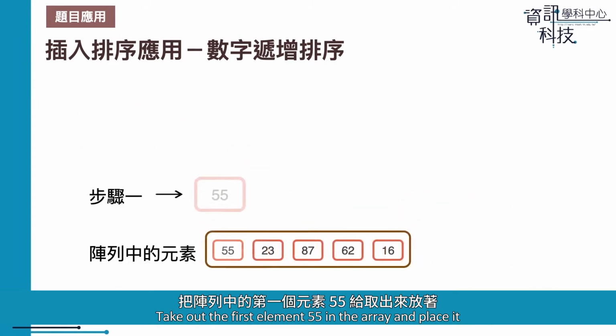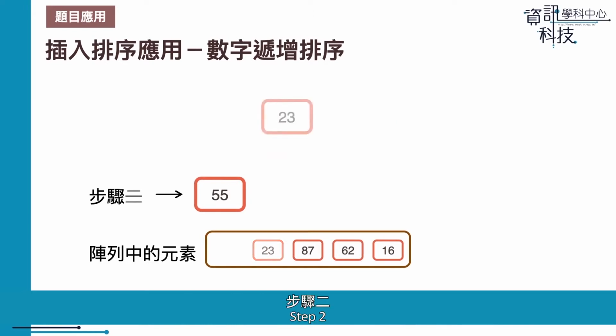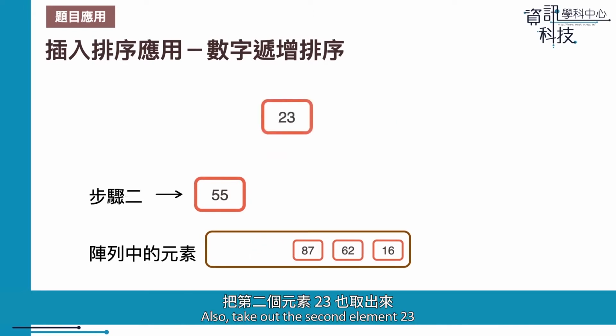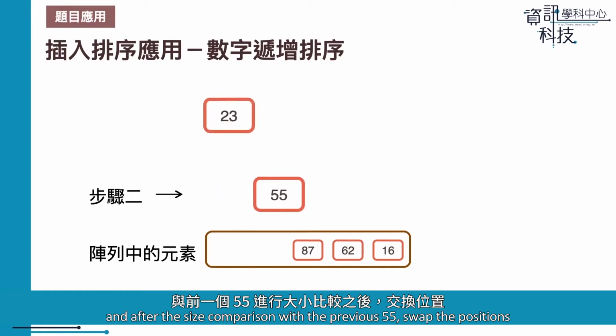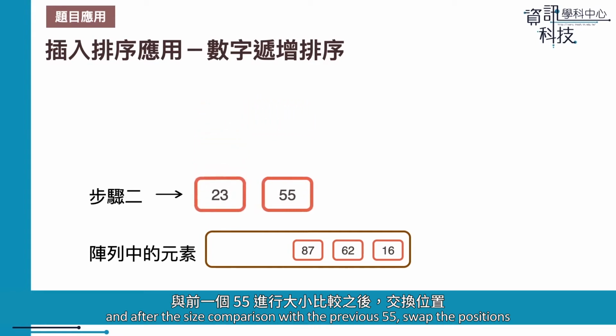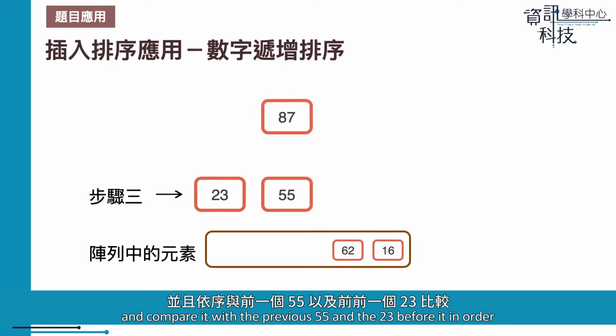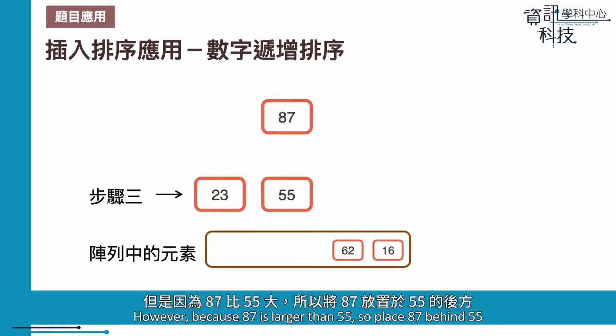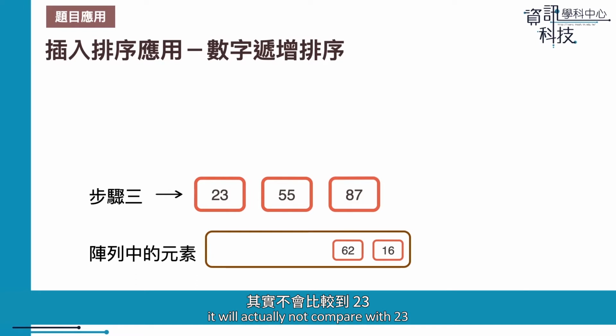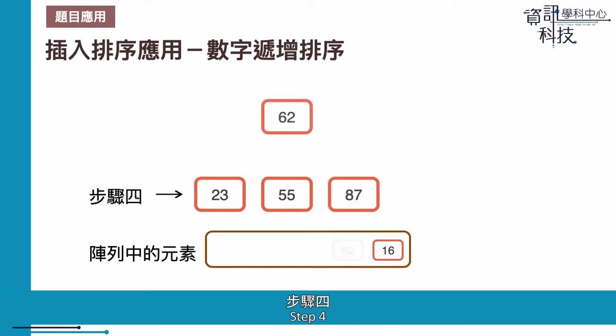Step 1. Take out the first element 55 in the array and place it. Step 2. Also take out the second element 23, and after the size comparison with the previous 55, swap the positions. Step 3. Take out the third element 87, and compare it with the previous 55 and the 23 before it in order. However, because 87 is larger than 55, place 87 behind 55, it will actually not compare with 23. Step 4. Take out 62 and compare it with 87.